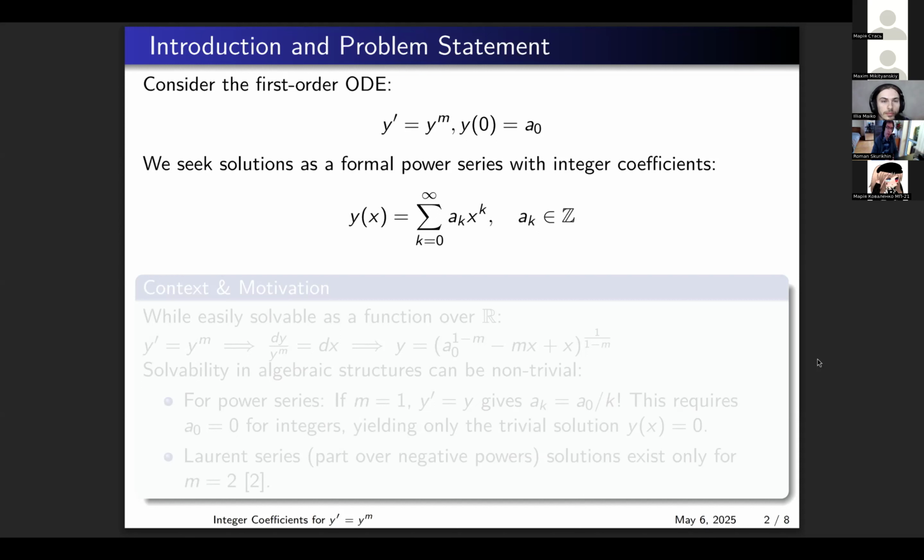So for m equals 1, there is no non-trivial solution for our equation in the form of power series we are looking for. And for Laurent series, in our case, where we only look for the part with negative powers, it was shown the solution exists only for the case where m equals 2. So our task will be to look if there is a non-trivial solution for power series with m greater than 1.